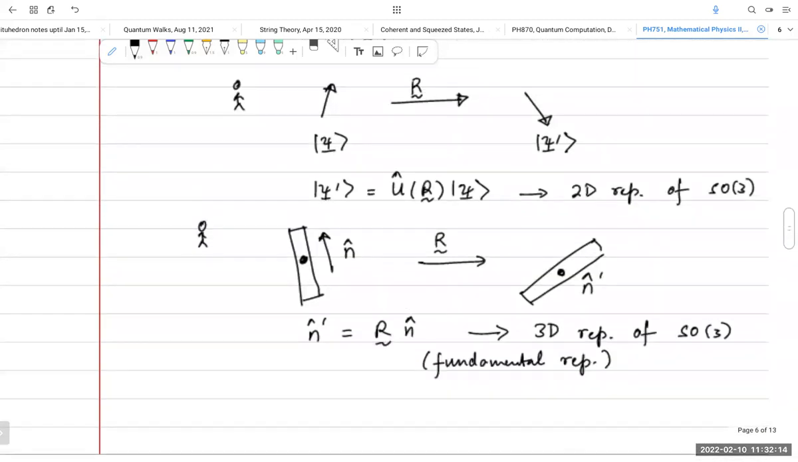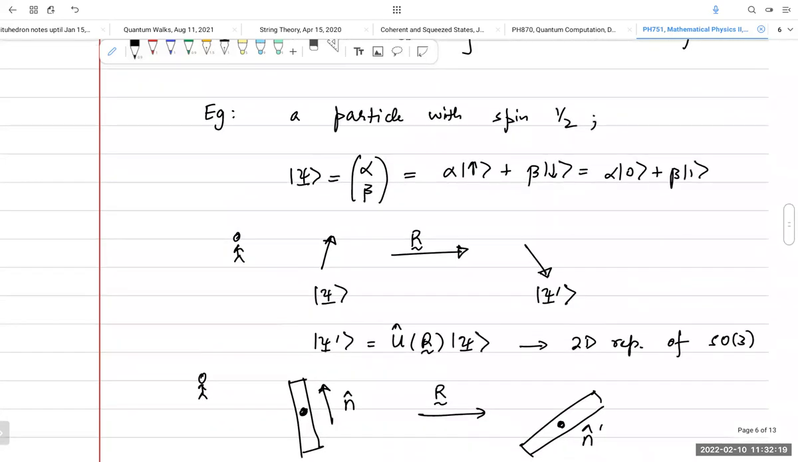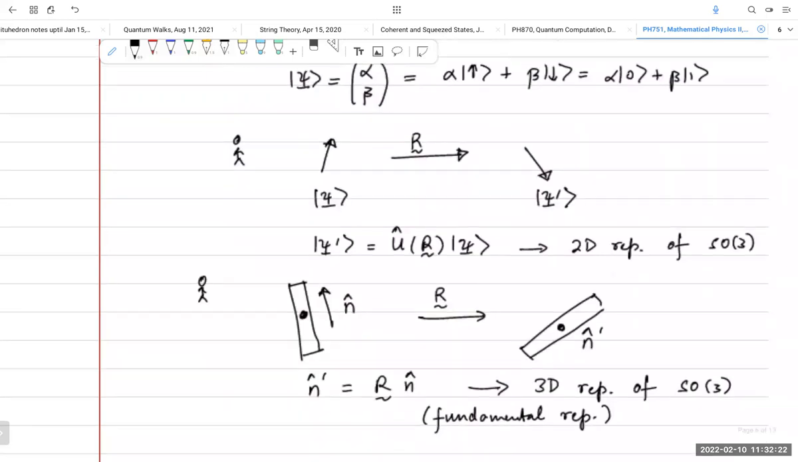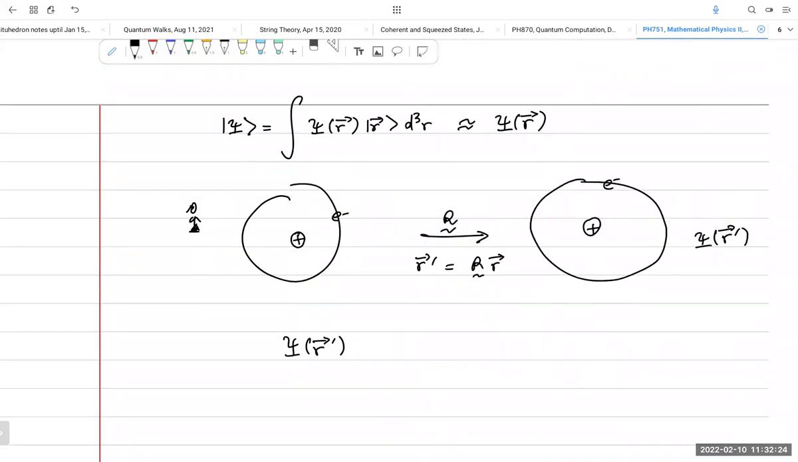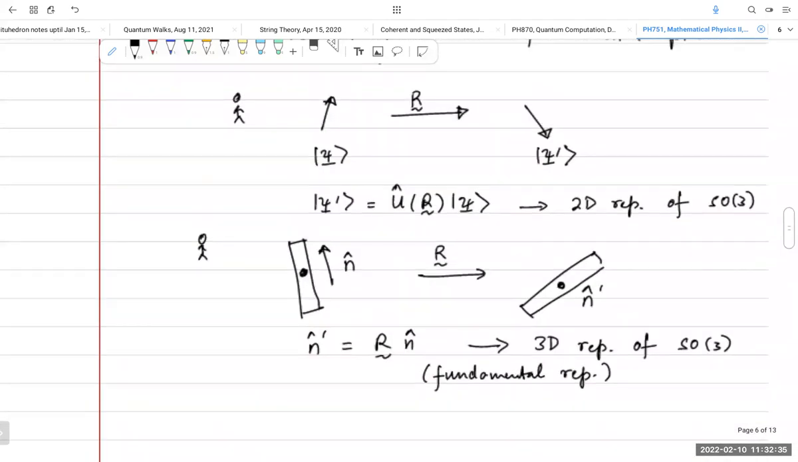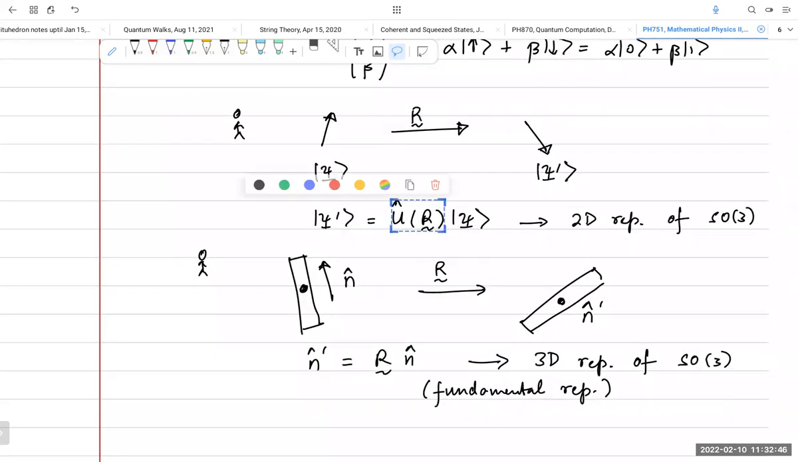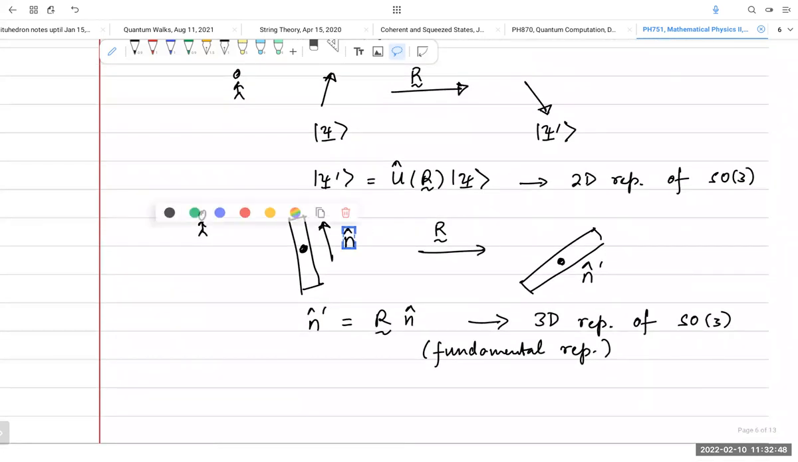So in the previous two cases, what did we have? We just had a multiplication by a matrix, a two-dimensional matrix or a three-dimensional matrix. In this case, the description is a little bit more complicated. Why is that the case? Because in the first case we are talking about a two-dimensional state space, so your operators are two by two matrices. Here your state space is three-dimensional, so your operators are 3 by 3 matrices.